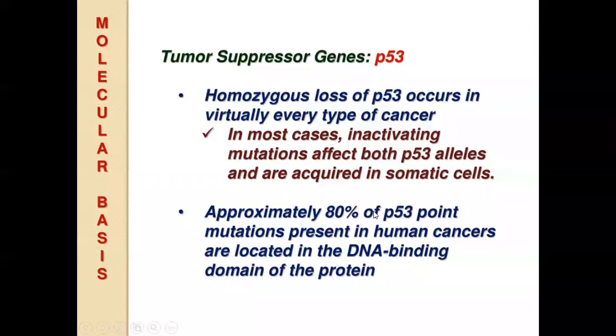It is not necessary to know this in depth, but it is for your knowledge to know the cause of the disease. Homozygous loss of P53 occurs in virtually every type of cancer. In most cases, the inactivating mutations affect both P53 alleles and are acquired in somatic cells. Approximately 80% of P53 point mutations present in human cancers are located in the DNA binding domain of the protein.